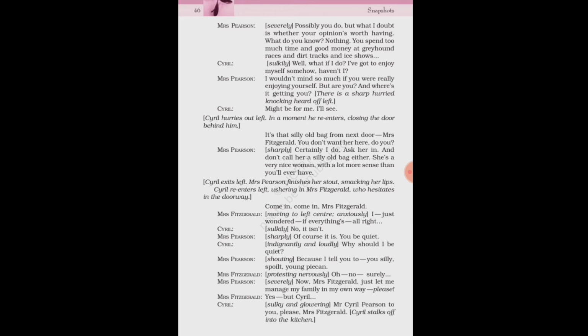Mrs. Pearson, severely: Possibly you do, but what I doubt is whether your opinion is worth having. What do you know? Nothing. You spend too much time and good money at greyhound races and dirt tracks and ice shows. Cyril, sulkily: Well, what if I do? I've got to enjoy myself somehow, haven't I? Mrs. Pearson: I wouldn't mind so much if you were really enjoying yourself, but are you? And where is it getting you? There's a sharp, hurried knocking heard off left. Cyril: Might be for me, I'll see. Cyril hurries out left. In a moment, he re-enters, closing the door behind him.